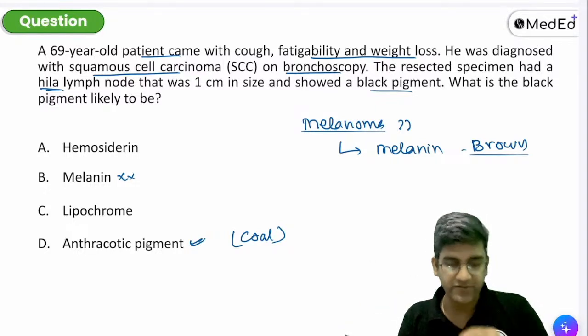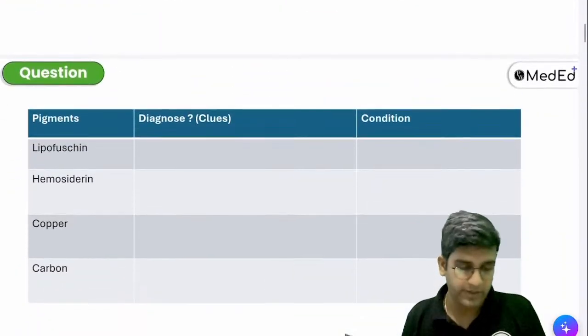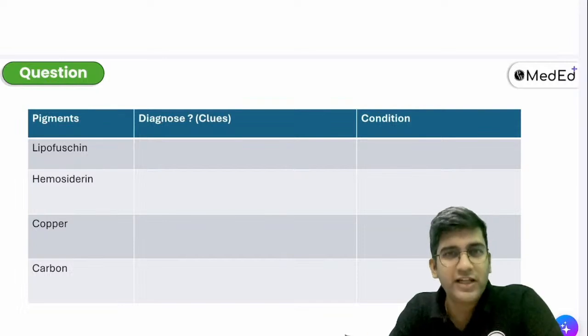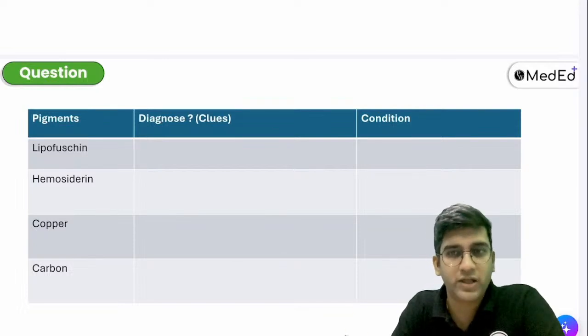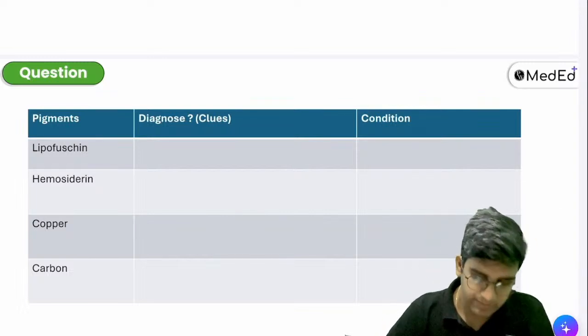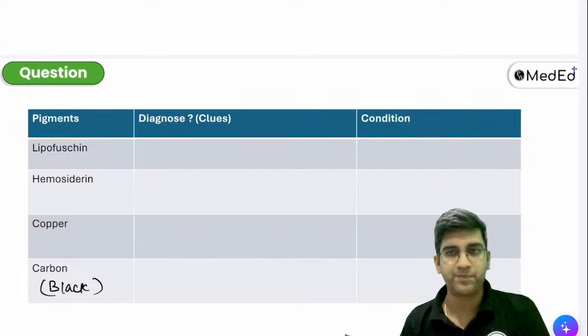Now this question gives us an opportunity to discuss pigments, fine? These are the 4 pigments which we want you to remember, and I'll give you clues and you will tell me any more stains if they're helpful in diagnosing a few conditions, right? Lipofuscin, all these are brown color except for carbon. Carbon will be a black color pigment. Rest everything here is brown color.